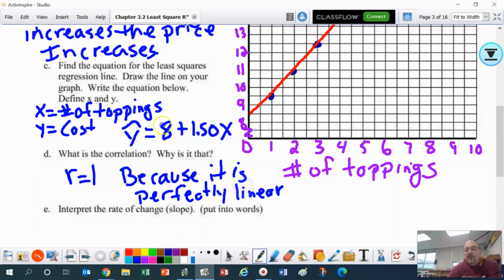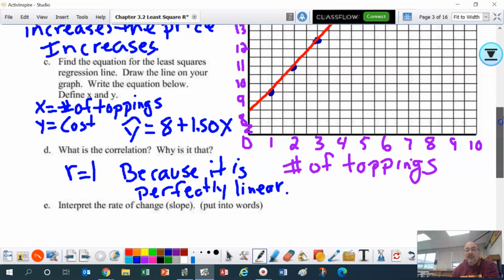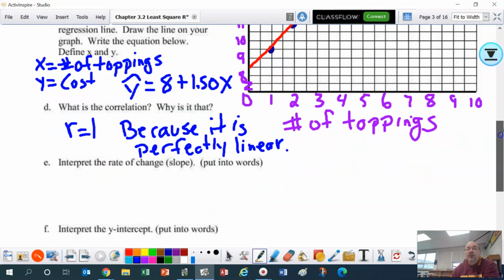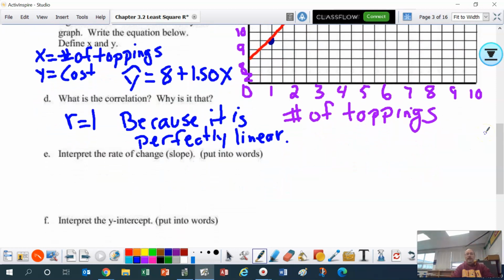Okay, the dots aren't a perfectly straight line. The correlation is 1. The toppings 100% explain the cost of the pizza. All right, now interpreting. This is probably the part where you're going to have to work on it. This is why I said you need to read those examples in the book also. And I'm going to have an extra example of a recording problem after the next part. You'll see that on Schoology.